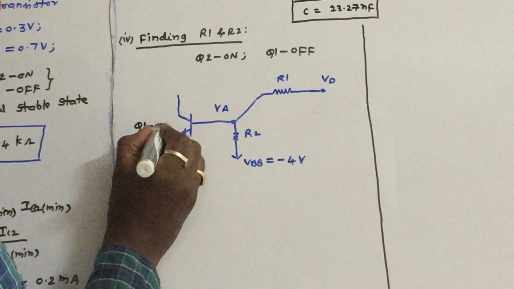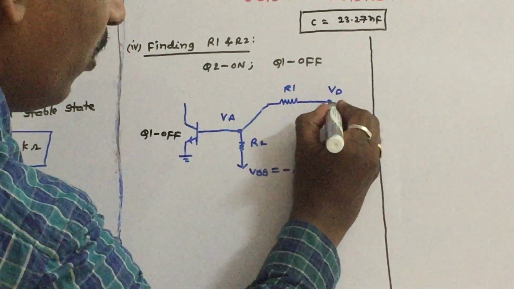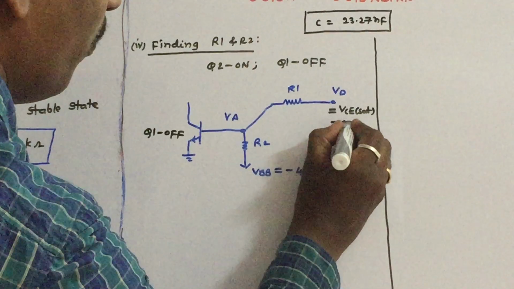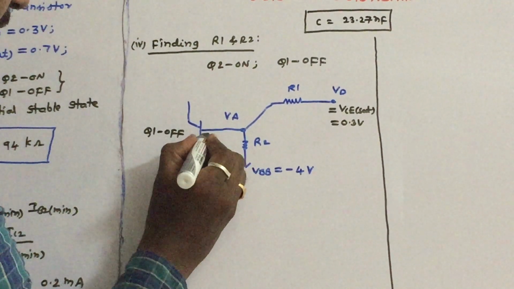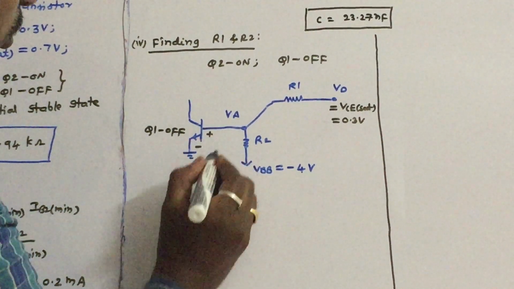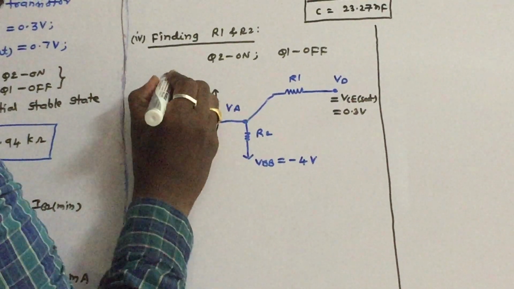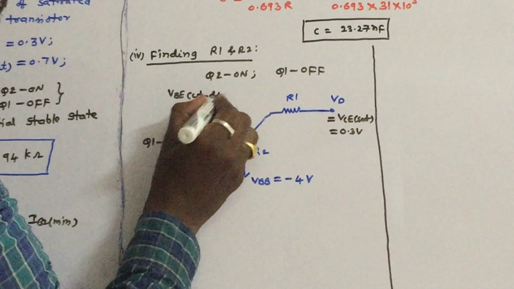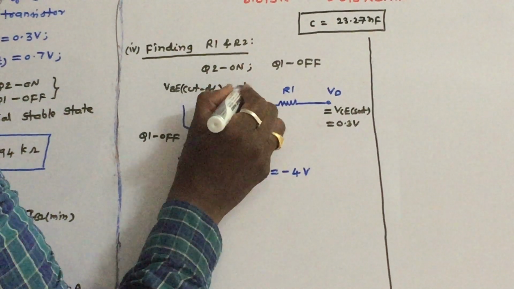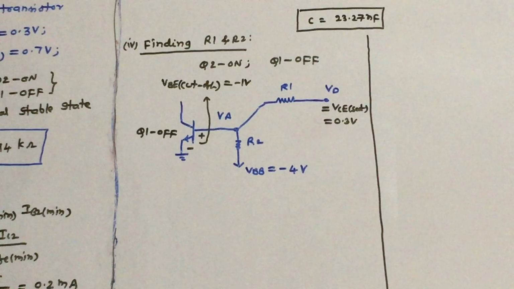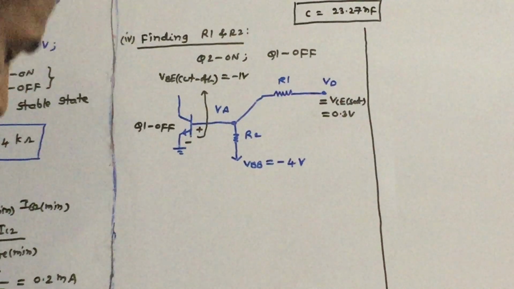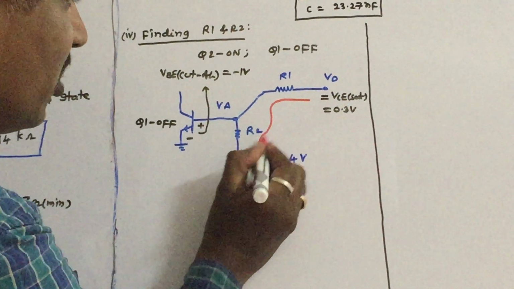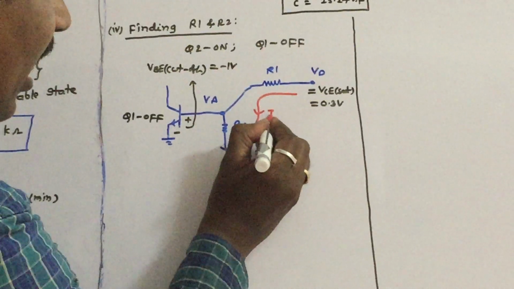These points are very important. The same procedure applies for every problem. What is VD? VD is equal to VC saturation, that is equal to 0.3 volts. Since this transistor is in cutoff, assume VBE cutoff is equal to minus 1 volt. Just assume this. The very important step is that we assume the current in this branch is I1 dash.